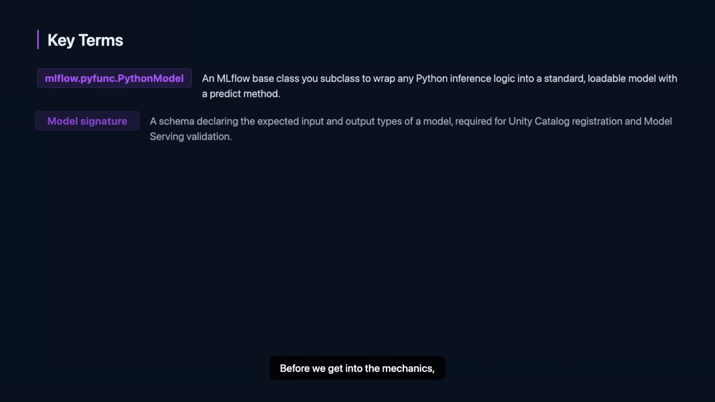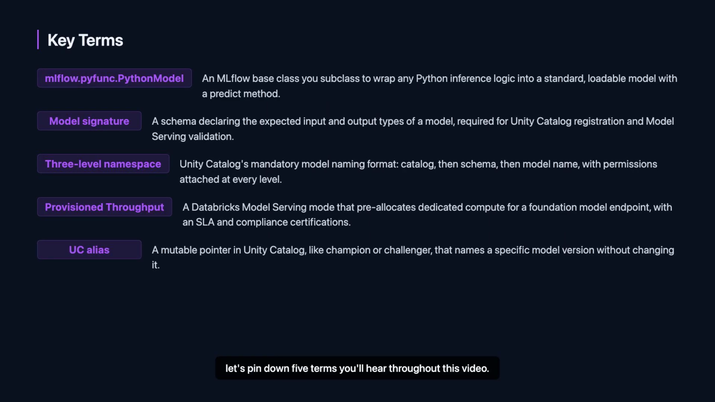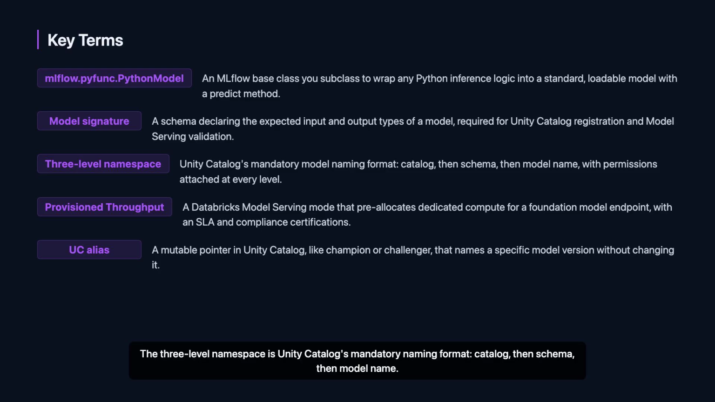Before we get into the mechanics, let's pin down 5 terms you'll hear throughout this video. mlflow.pyfunc.PythonModel is the base class you subclass to wrap any Python inference logic into a standard, loadable model. A model signature is the schema declaring the expected input and output types, required for Unity Catalog registration. The 3-level namespace is Unity Catalog's mandatory naming format: catalog, then schema, then model name.